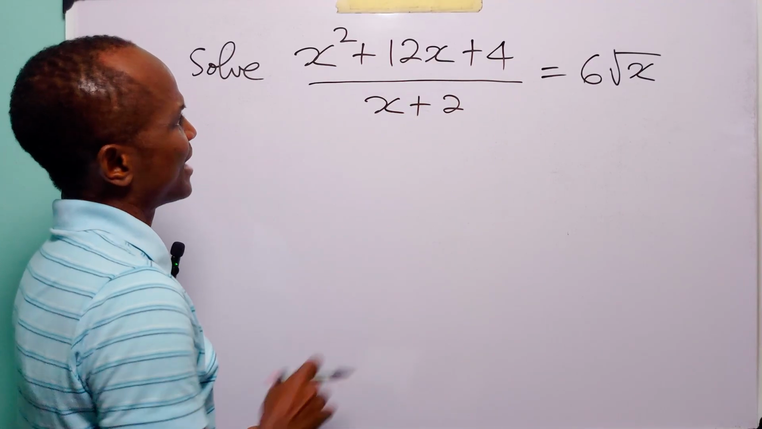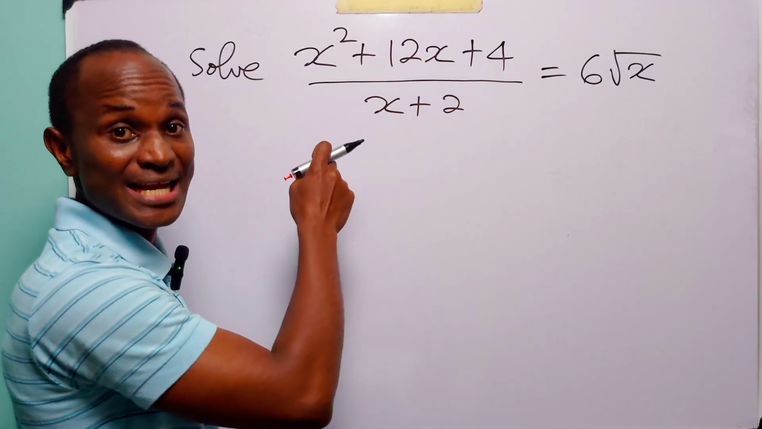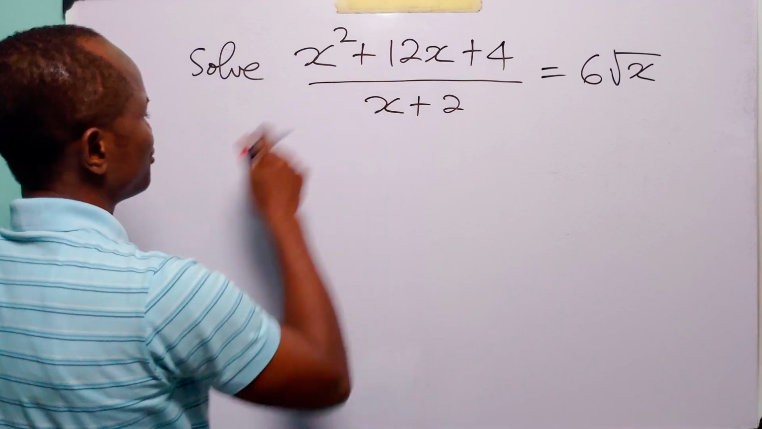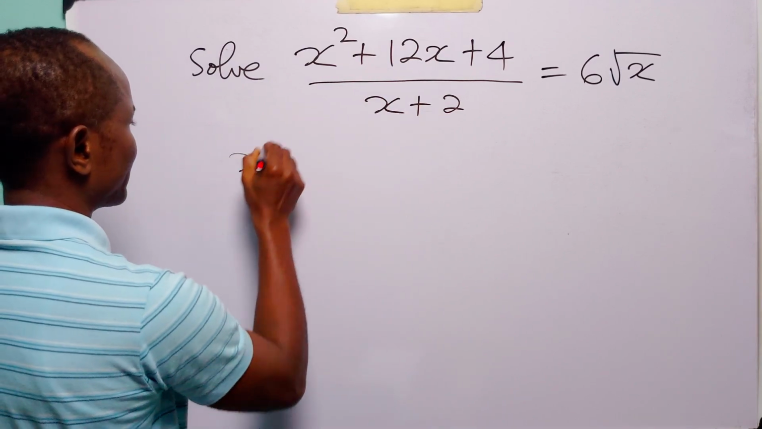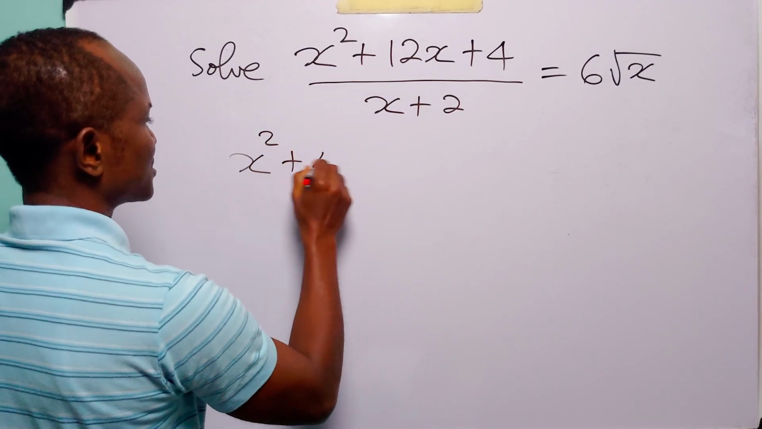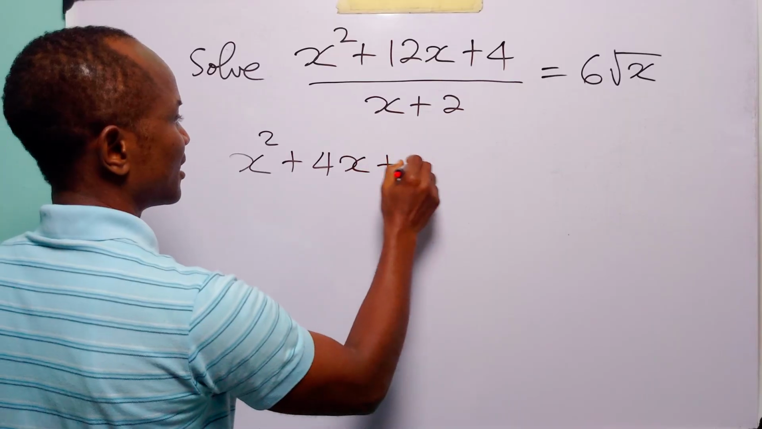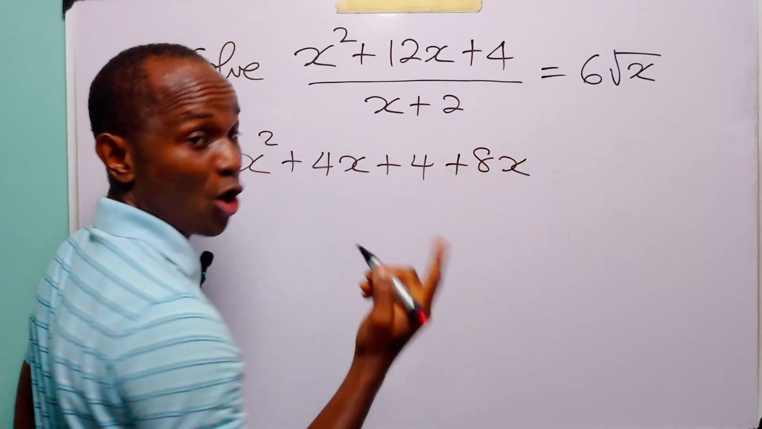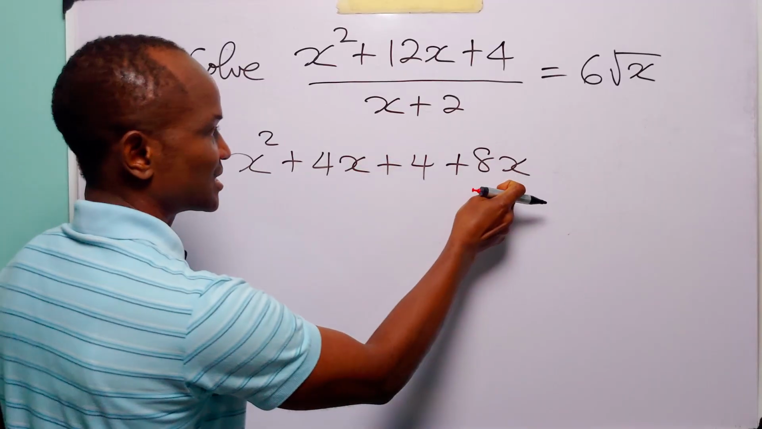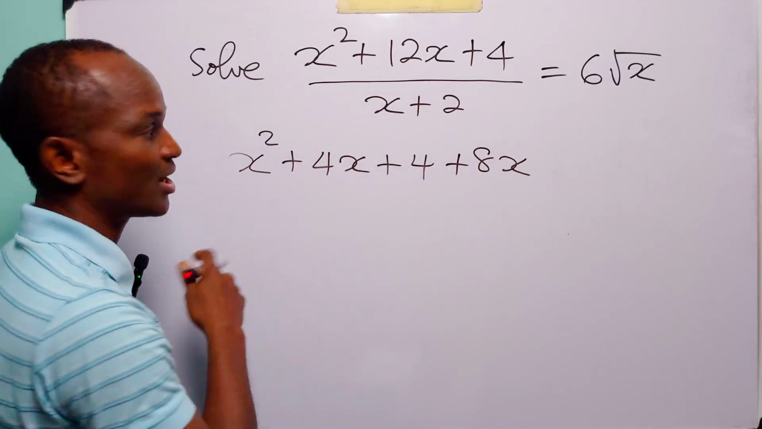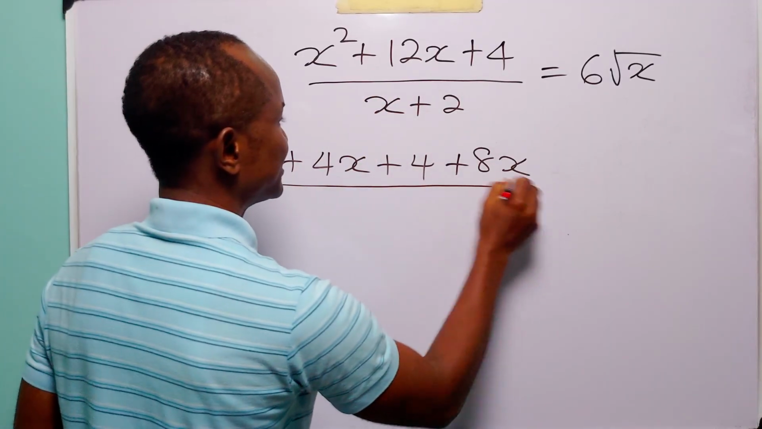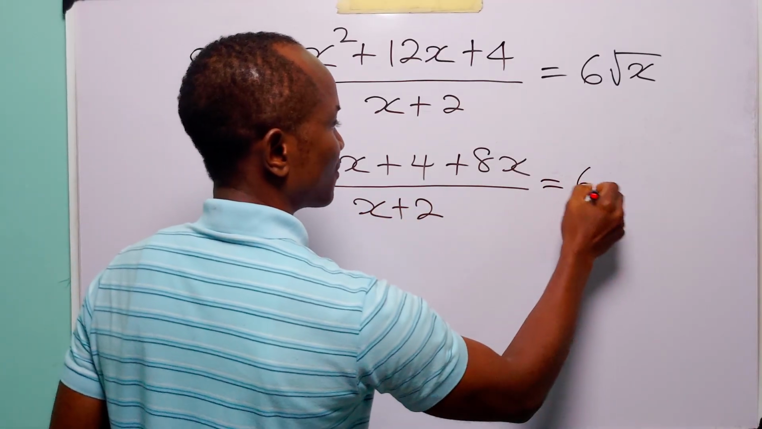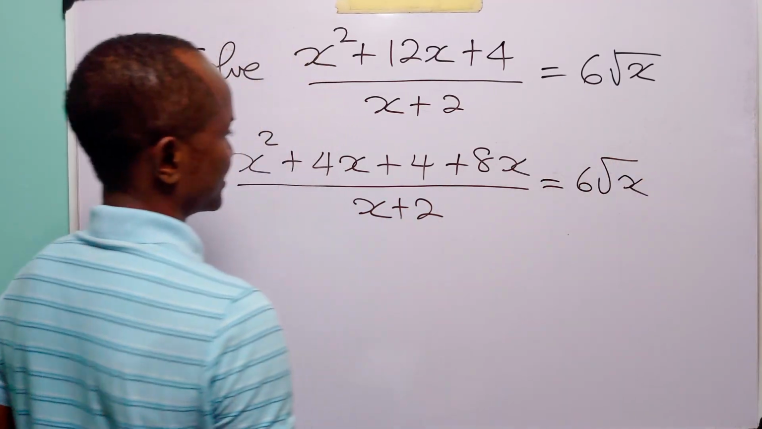So let us start by breaking down this middle term into 8x plus 4x. So in the numerator, we have x squared plus 4x plus 4 plus 8x. Of course, you know that 4x plus 8x is equal to 12x. And in the denominator, we still have x plus 2. And of course, this is equal to 6 root x.